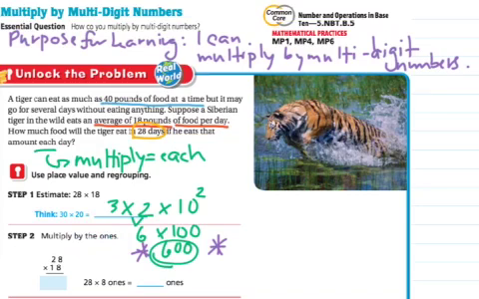So now step 2, we're going to multiply the ones. 28 times 8 ones. Well, we know that 8 times 8 is 64, and then 2 times 8 is 16, plus the regrouped 6 is 22. So we know that, boys and girls, 8 ones times 28 is 224 ones.